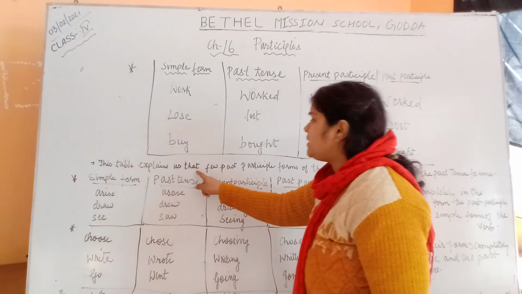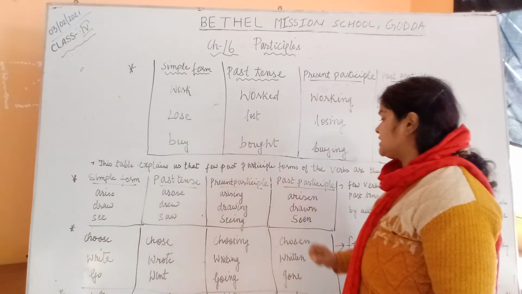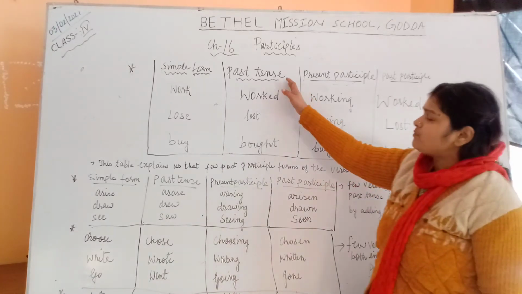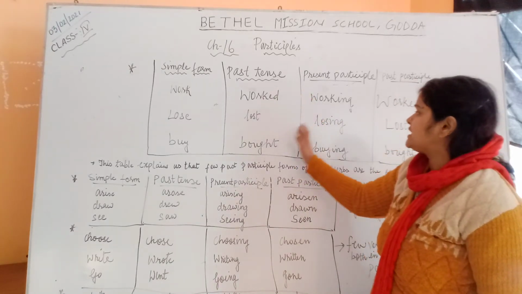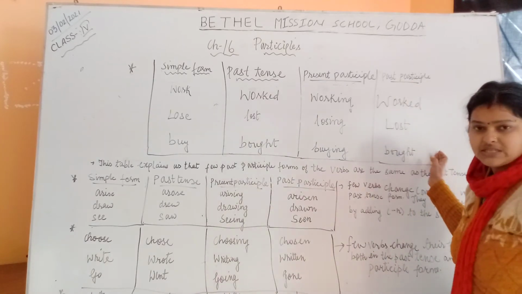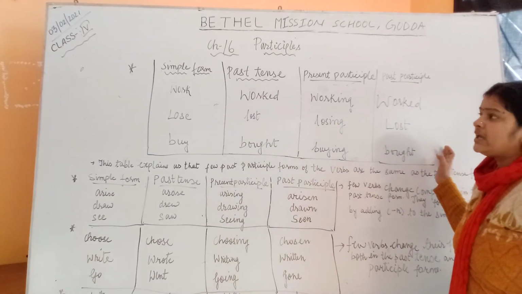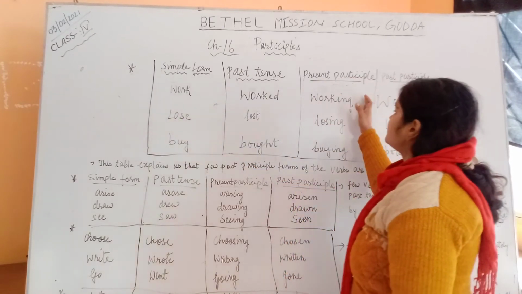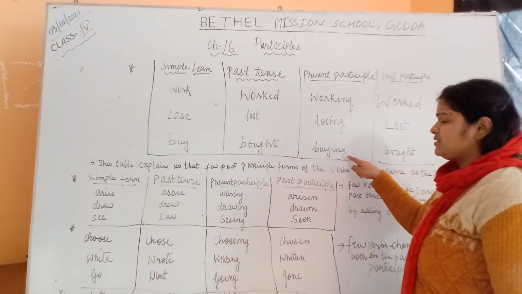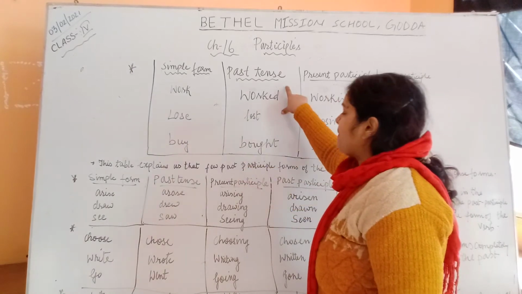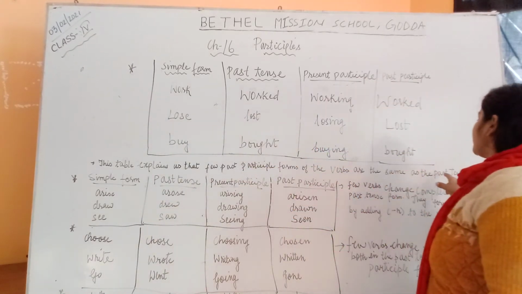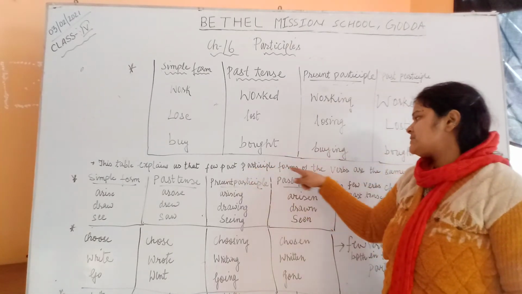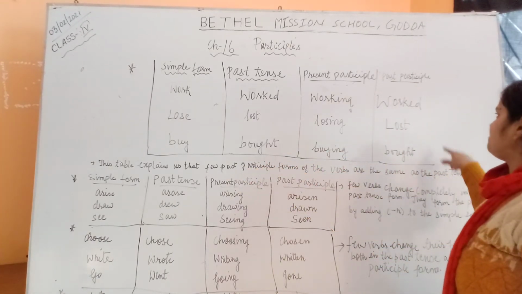This table explains to us that a few past participle forms of the verbs are the same as the past tense form. That means a few verbs which are in the past tense are not changing in the past participle form of the verb. Okay? While when they are in the simple form, they can be changed into the present participle by adding ing. In this table, past tenses are not changing into the past participle. A few past participle forms of the verb are the same as the past tense form.